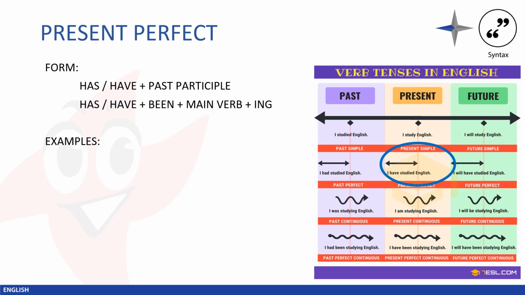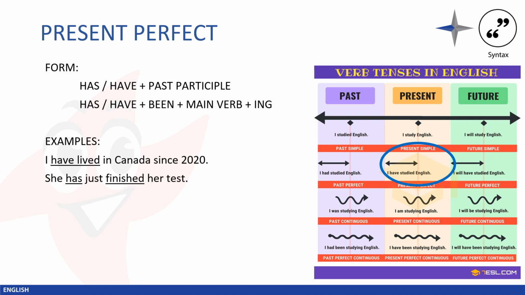It stresses the fact that this thing has been happening up till now. And you see that I have lived in Canada since 2020. So since is starting in the past, continuing to the present. So you need have lived. And she has just finished her test. That's a result. So just indicates present perfect. So have finished. In this case, she has finished. And we've been watching the game up till now, 30 minutes, indicating that it started and it's still going on. And the -ing form is actually to stress it.